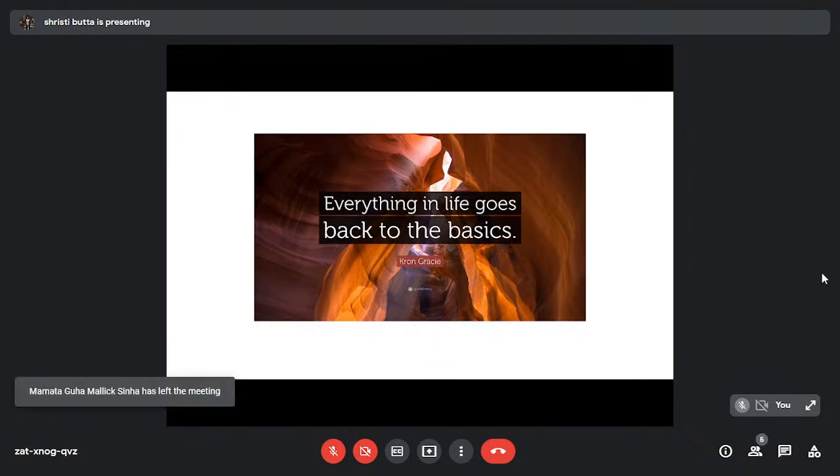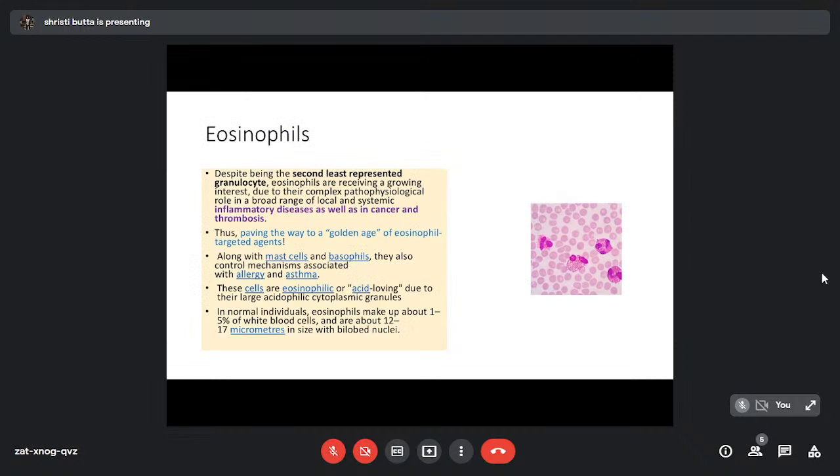Along with mast cells and basophils, they also play a critical role in allergy and asthma. These cells are eosinophilic, or acid-loving, due to their large acidophilic granules. Okay, the eosinophils, everybody knows how they look, right?